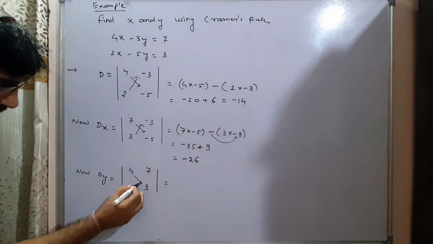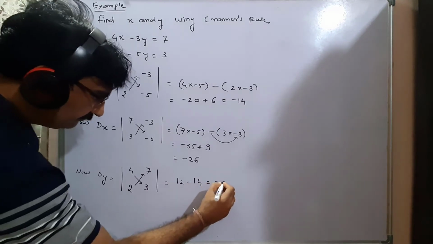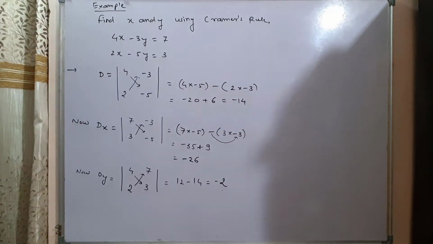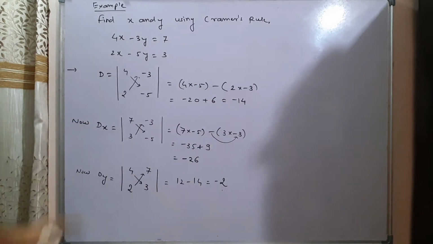Now we take cross multiplication. 12 minus 14, that is minus 2. So this is d, minus 14. This is dx, minus 26. This is dy, minus 2.